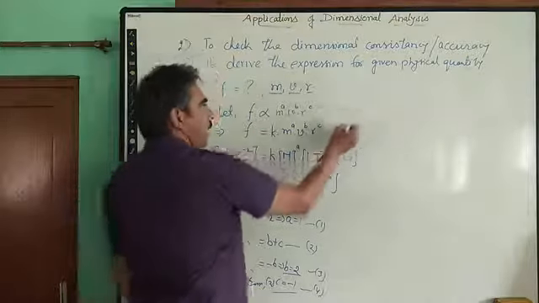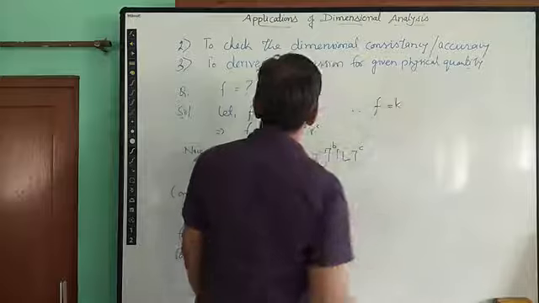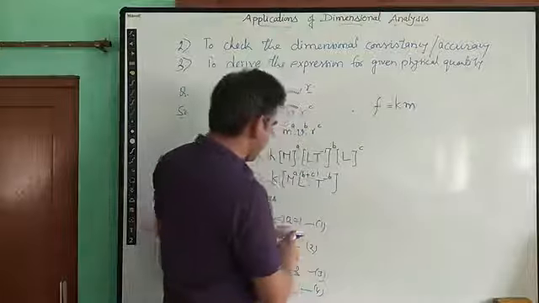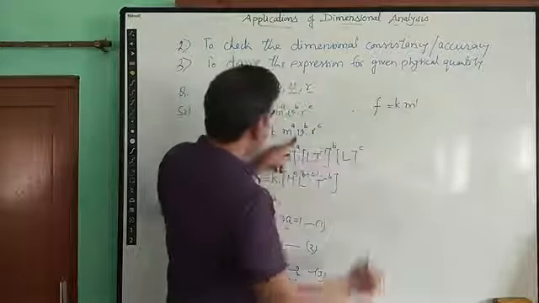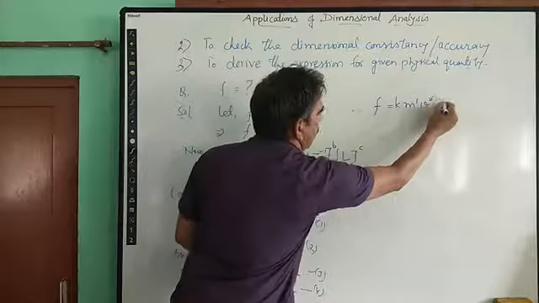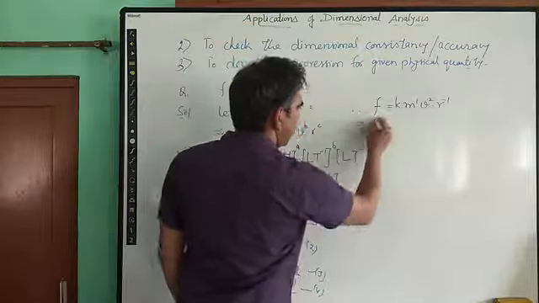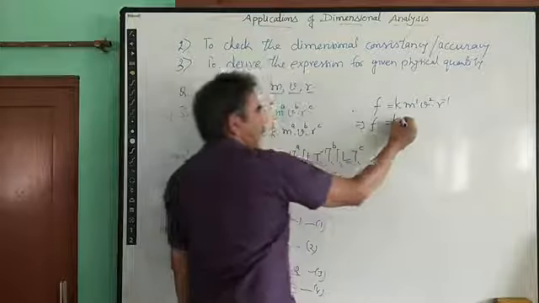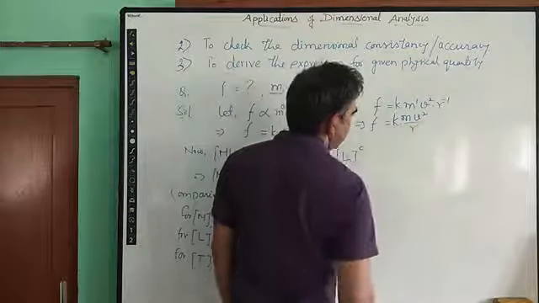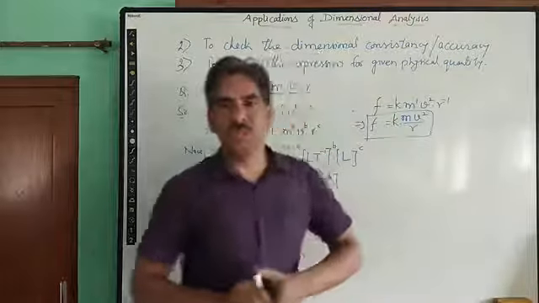So therefore now we can write the expression for the f, which is equal to k m to the power a, which is 1 here, into v to the power b, which is 2 here, into r to the power c, which is minus 1 here. So whenever we rearrange these terms, so it gets m v square, divided by r. So this is the expression for the centripetal force we were interested in.